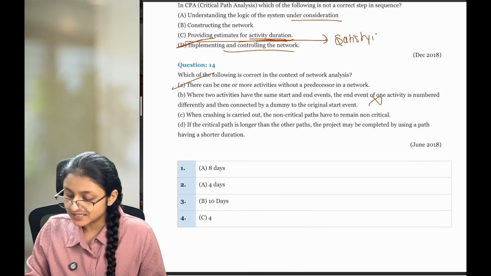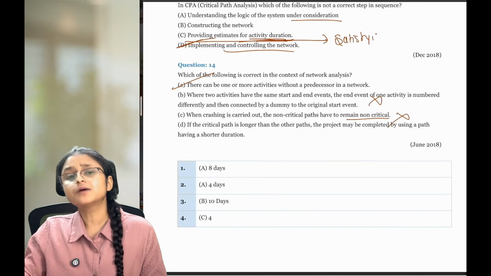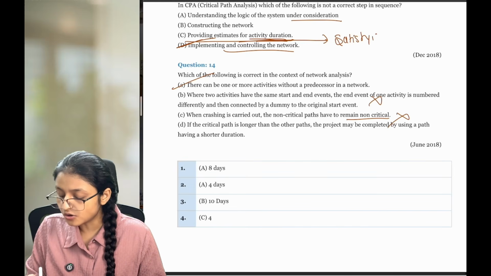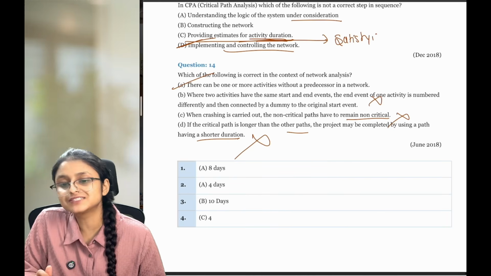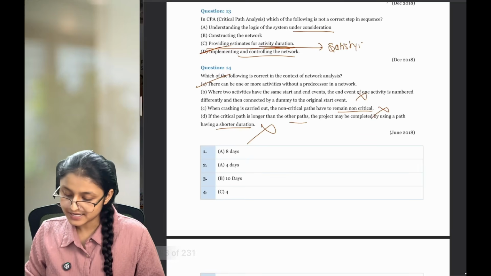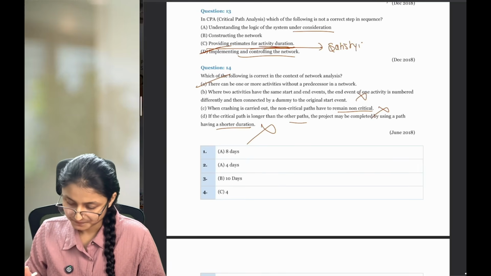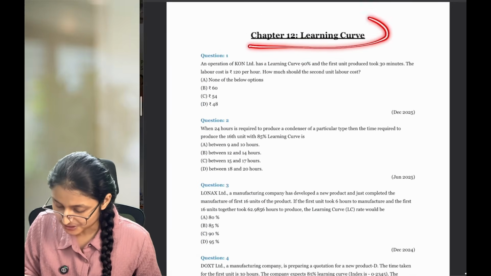When crashing is carried out, the non-critical paths have to remain non-critical. Answer is no. After crashing, some non-critical path can become critical. If the critical path is longer than other paths, the project may be completed by using a path having shorter duration. Answer is no. You can't complete by using a path which has shorter duration. You need to complete all the path-related activities. Hence, the critical path is the only duration on which you can complete the project. Okay? With this, we completed chapter number 11 also. We can move forward to chapter number 12.